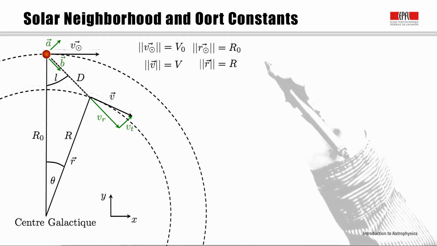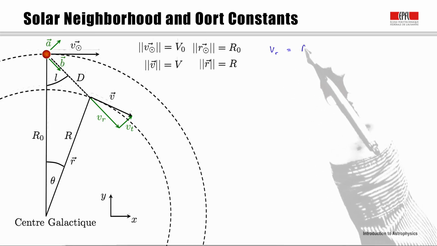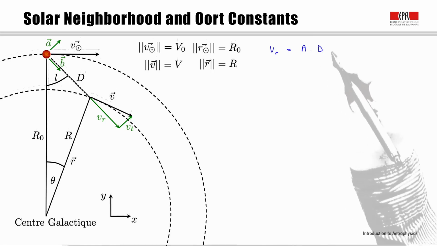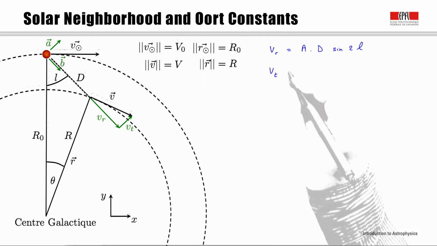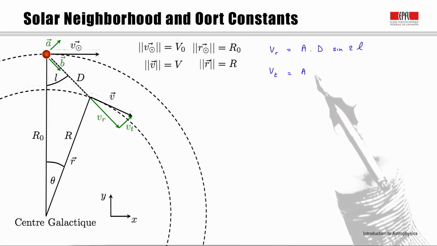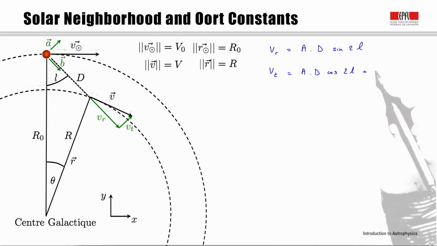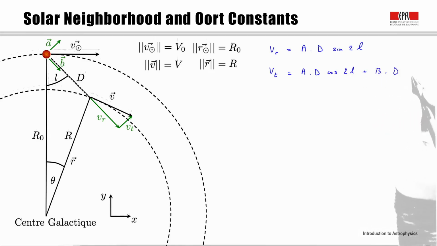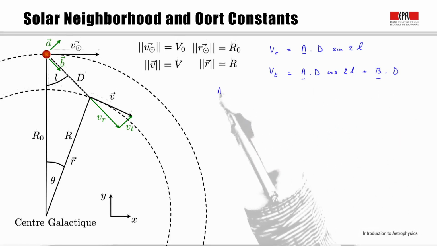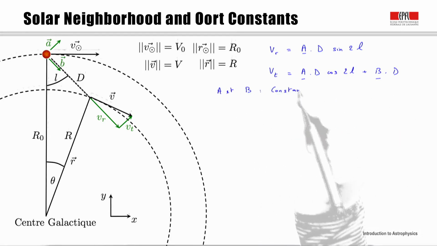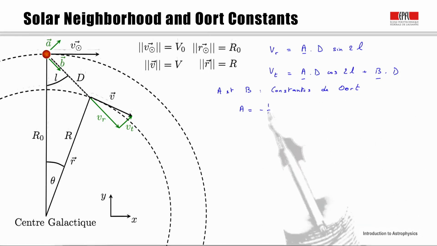If this is done, one can show that the radial velocity is equal to a constant A times d times sine 2l. And the tangential velocity is equal to A d cosine 2l plus a constant B times d. Those are not just some constants. A and B are the Oort's constants. They can be written in the following way.